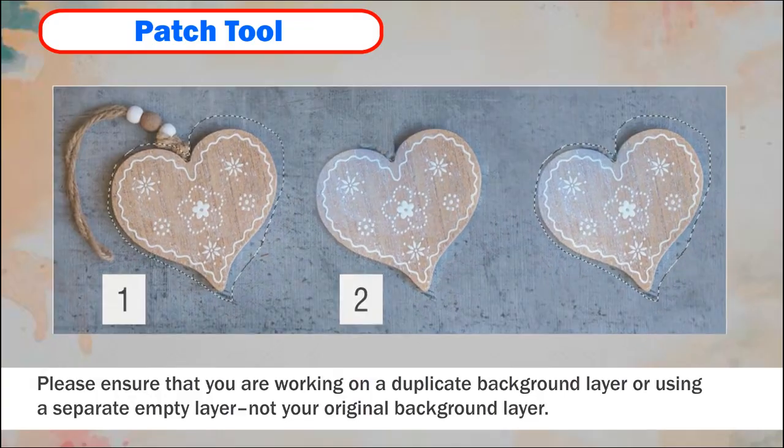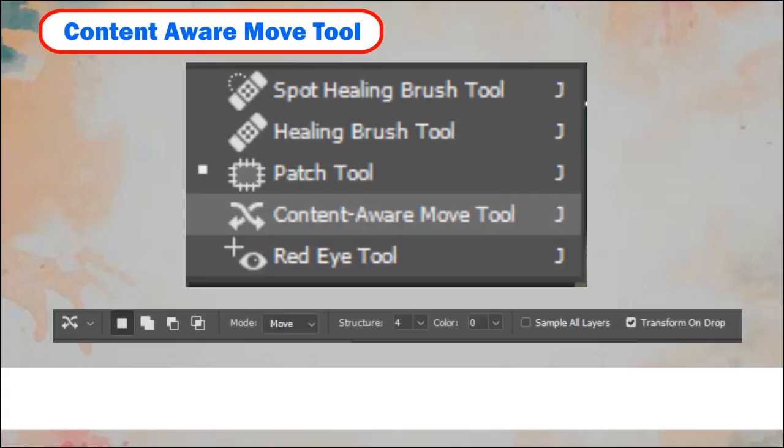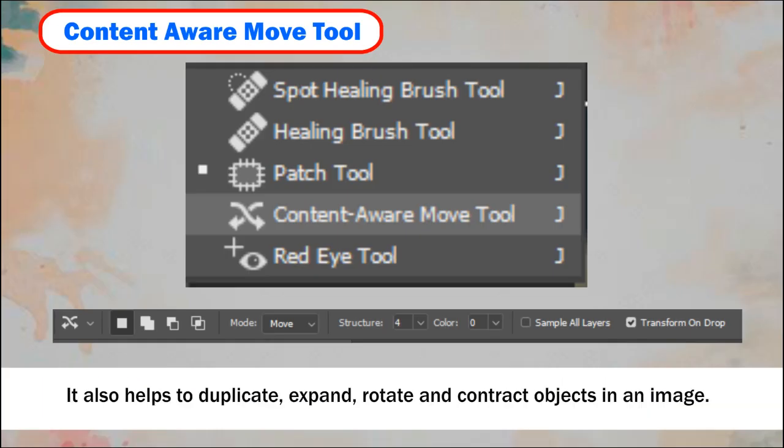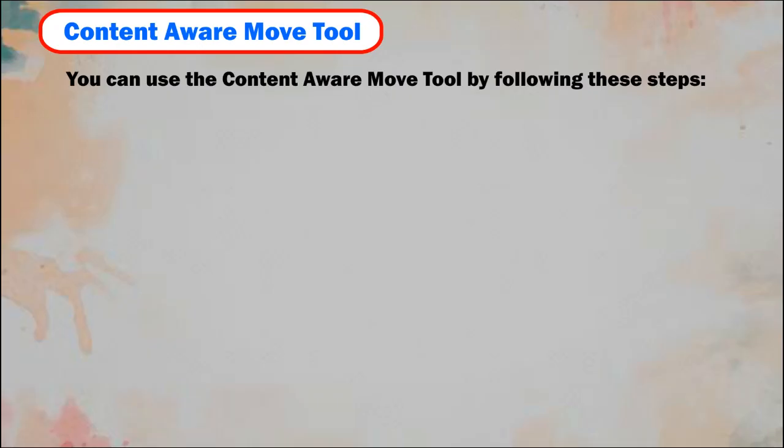Content Aware Move Tool. Content Aware Move Tool is a retouching tool. It is used to move an object in an image to a different location and Photoshop automatically takes care of the area left behind. It also helps to duplicate, expand, rotate and contract objects in an image. You can use the Content Aware Move tool by following these steps.